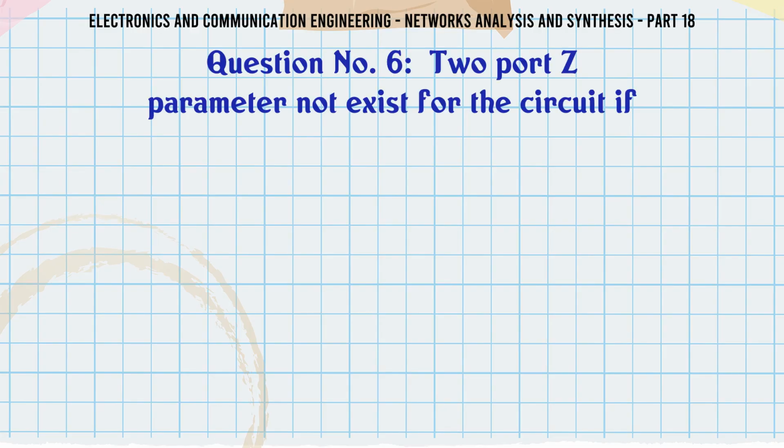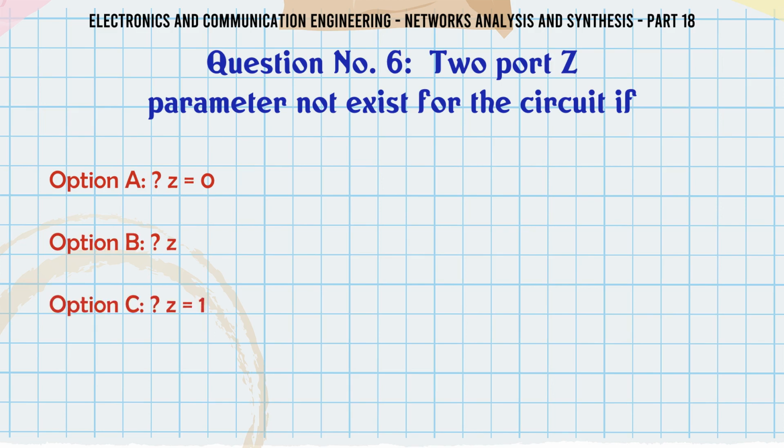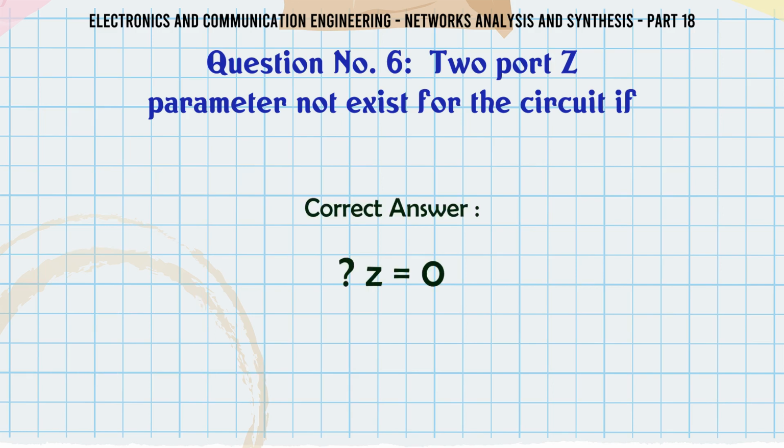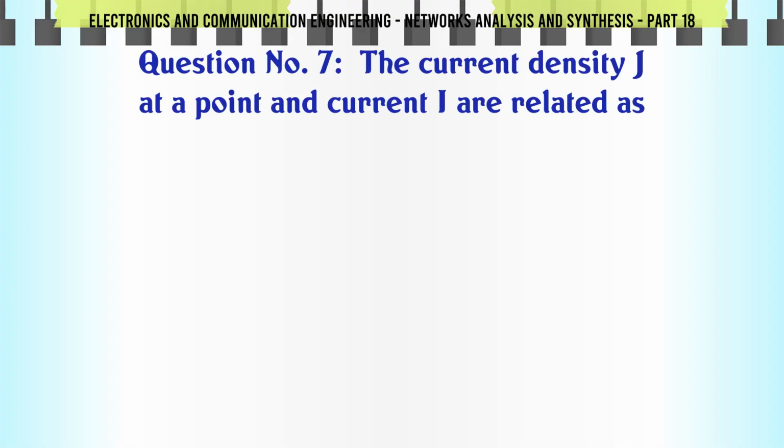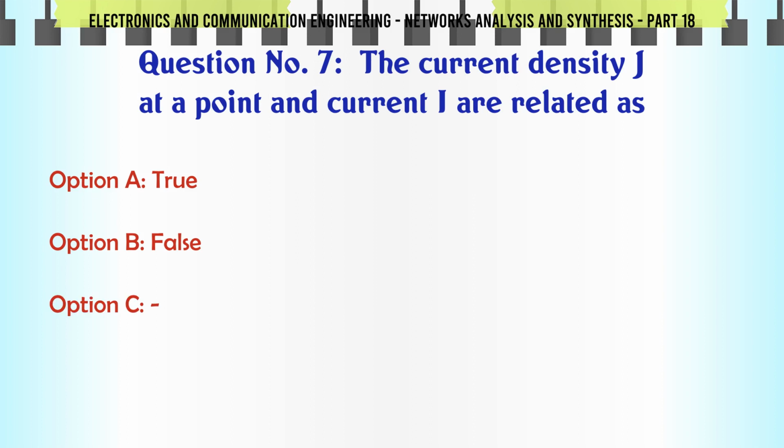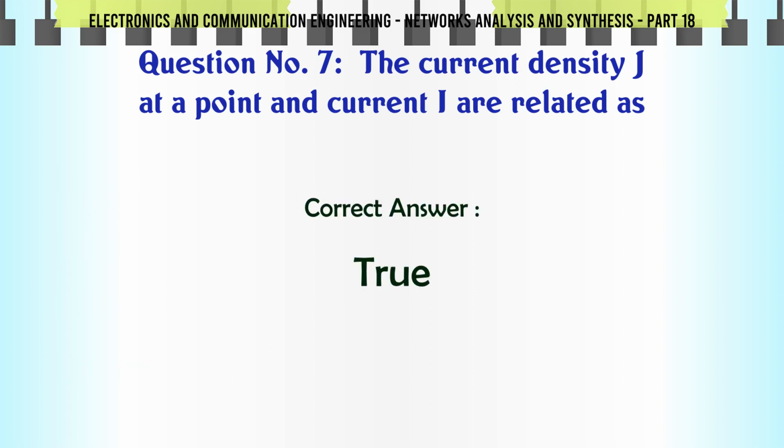Two-port Z parameters do not exist for the circuit if A. Z0, B. Z, C. Z1, D. always exist. The correct answer is Z0. The current density J at a point and current I are related as A. True, B. False, C. D. The correct answer is true.